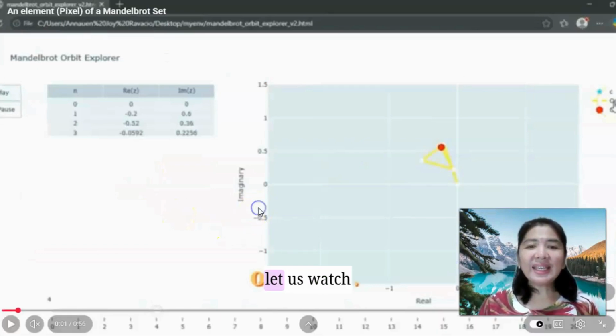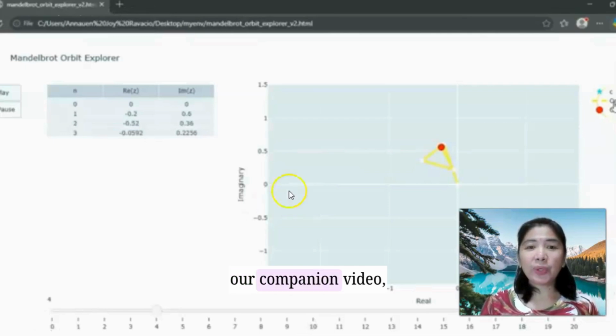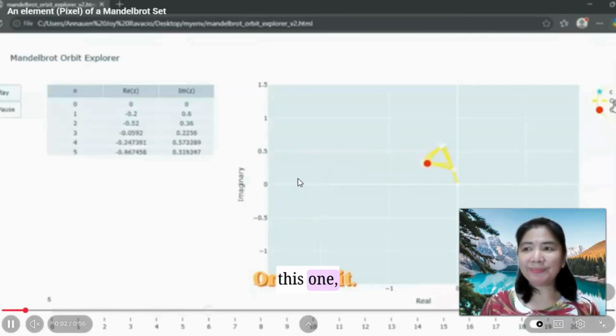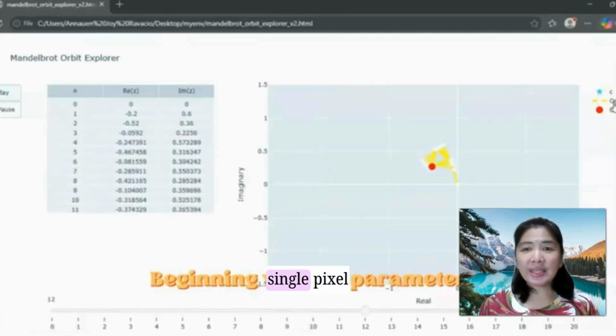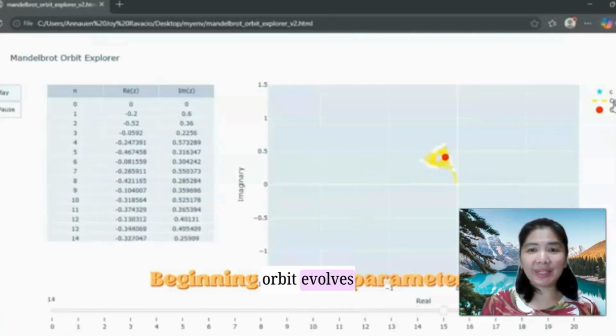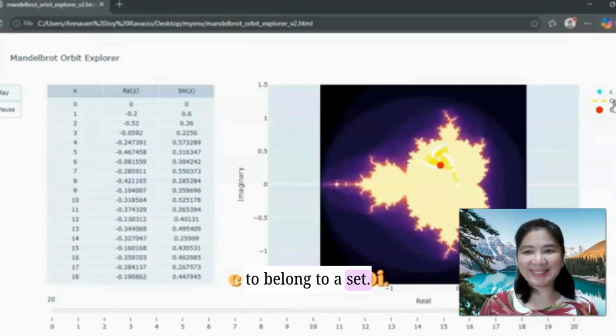Alright, so finally let us watch a live demonstration in our companion video, this one, showing how one single pixel orbit evolves and remains bounded to belong to a set.